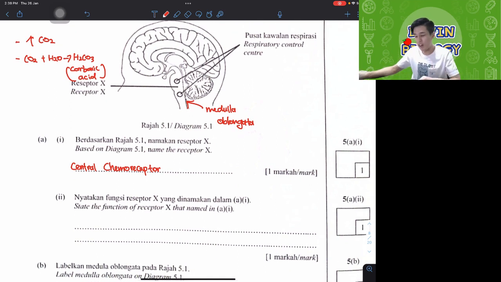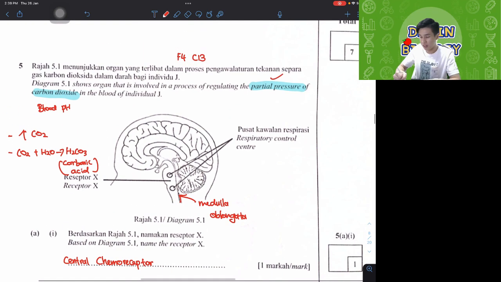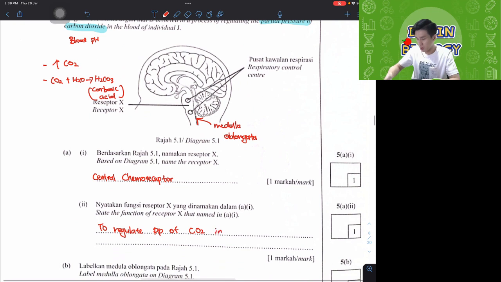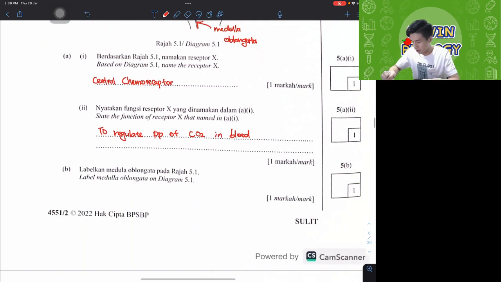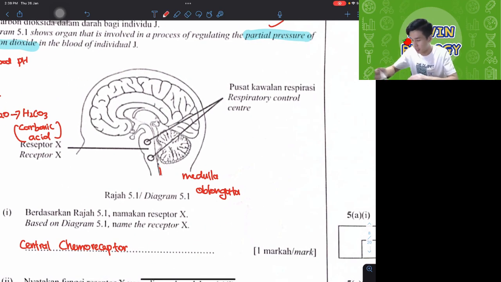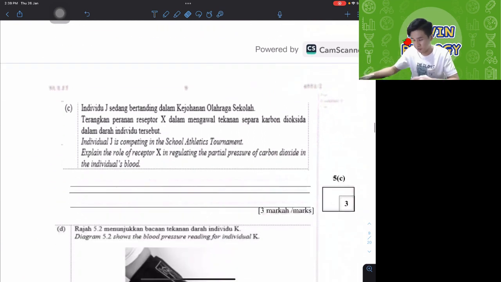Now A2, state the function of receptor X that you named in A1. So receptor X is to, of course, 1 mark only, so it's to regulate partial pressure of CO2 in blood. Label the medulla oblongata. Oh, I already mentioned here. Here's where the medulla oblongata is.